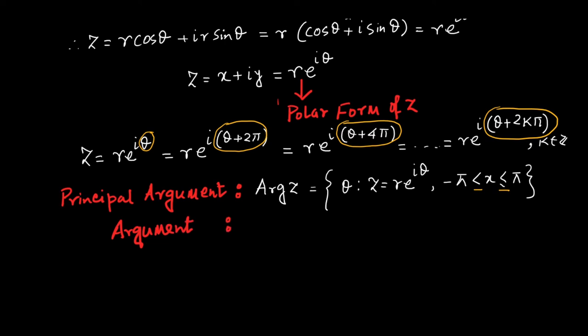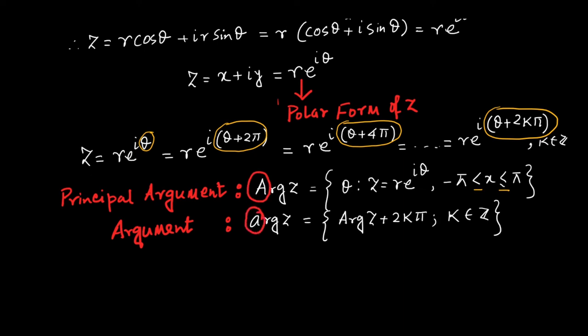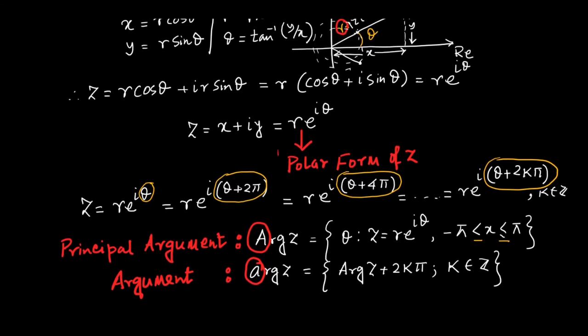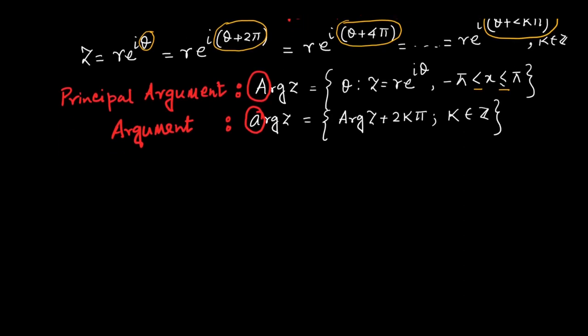If you carefully understand the discussion, theta is not unique. So it is clear that this can be written as the principal argument plus twice k pi, because the different angles will be theta plus twice k pi, where this k is an integer. Now, note very carefully that in principal argument we use a capital A, and in argument, simply argument, we use a small a. These are the two basic differences in notation. So in a particular context, depending on what we are writing, we will get to know which angle theta we mean.